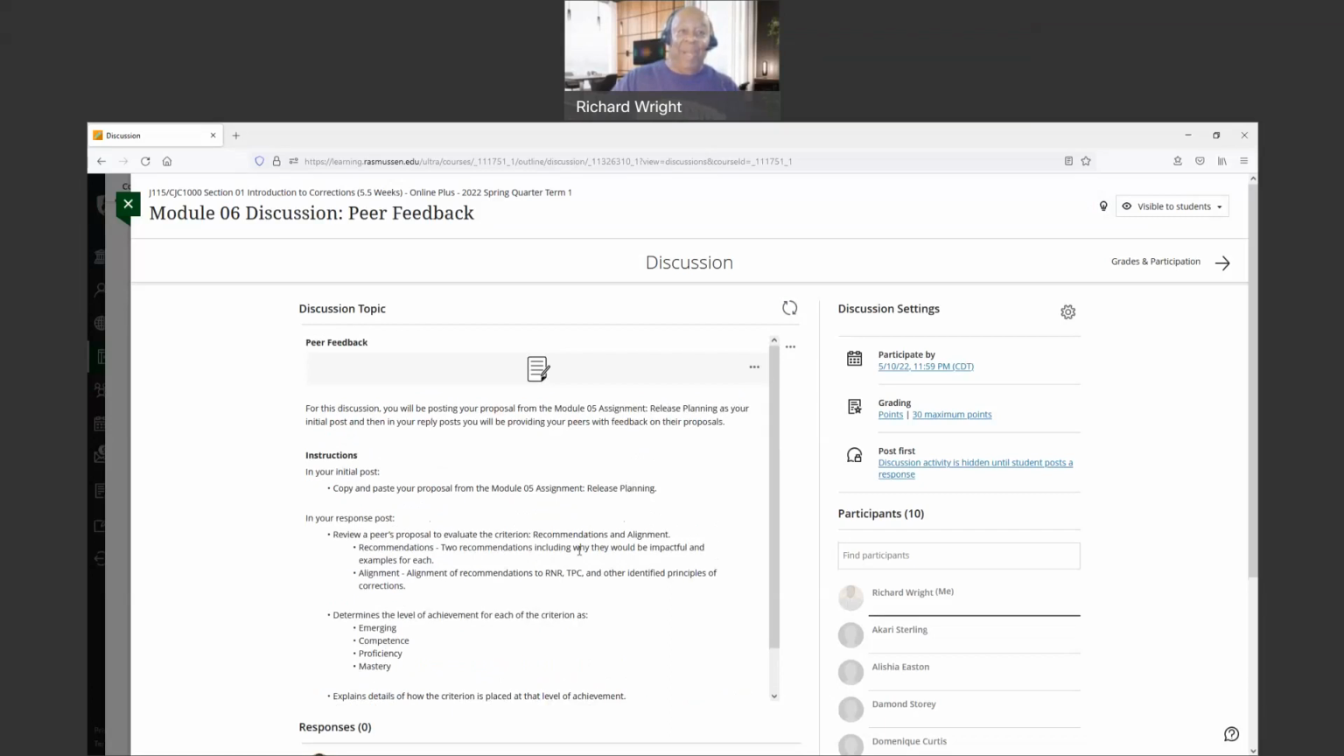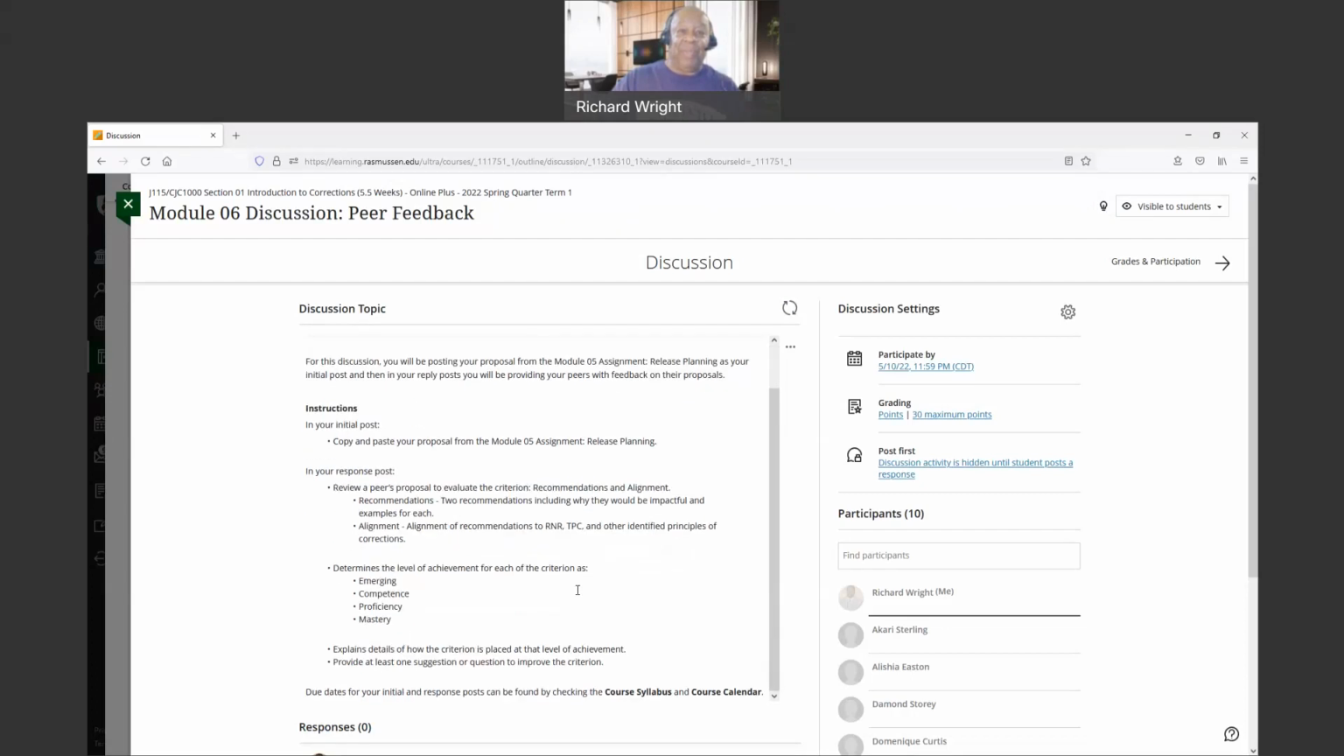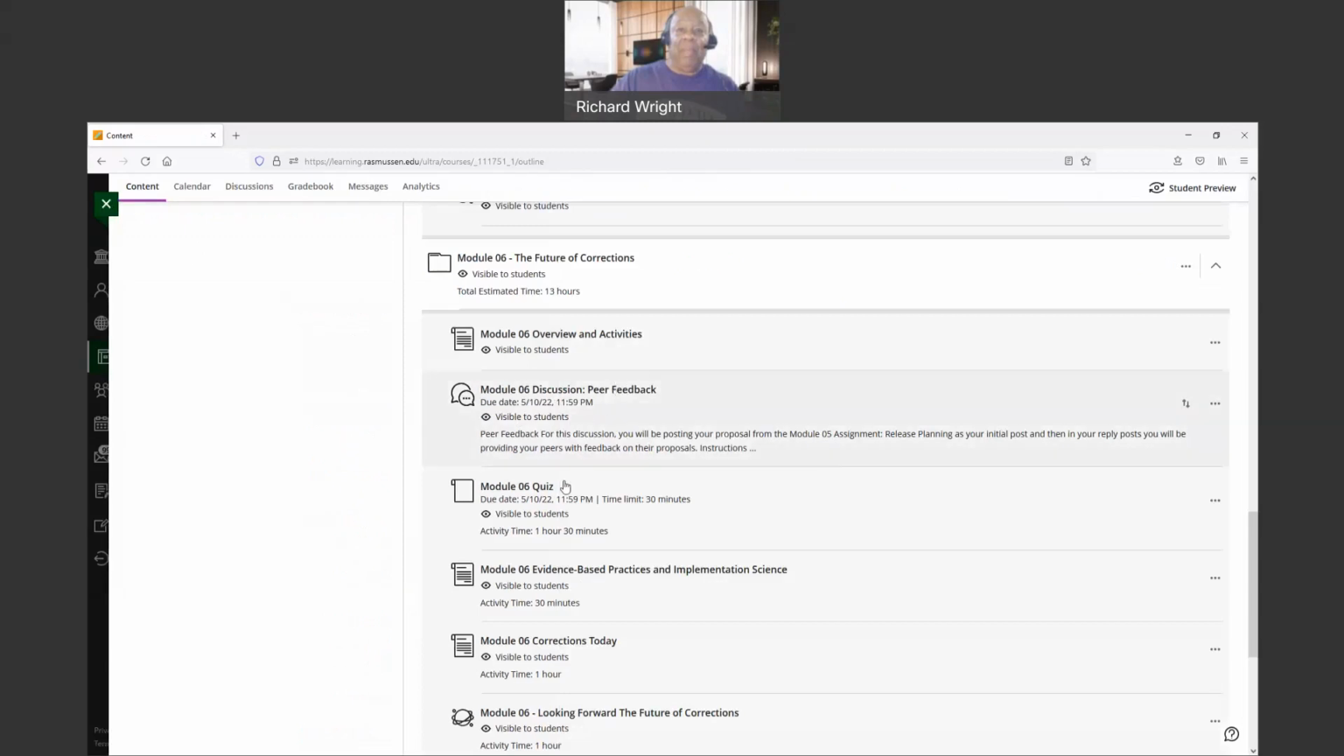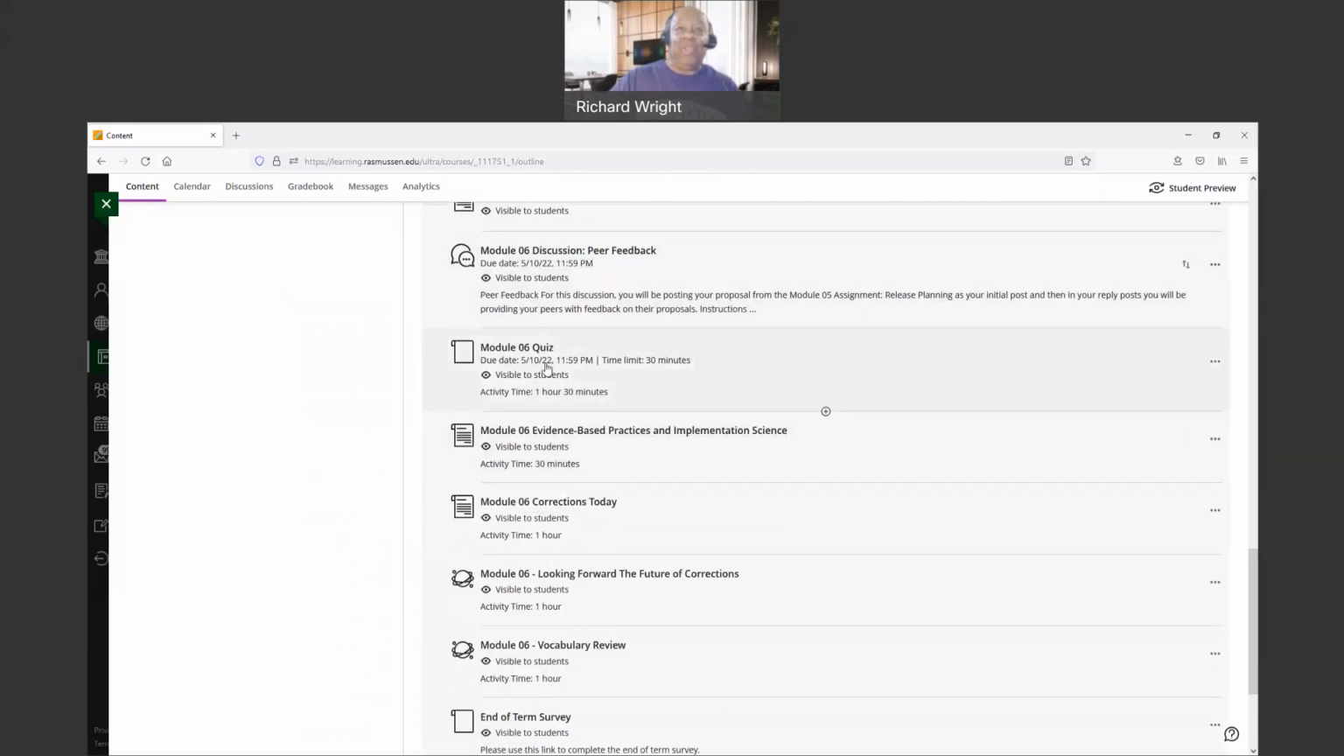The response: review peers' posts, and then respond according to these 2 points here. Okay. Again, that's going to be due the last day of class, which is the 10th. And then you have the quiz, which you're familiar with as well. So those are the 2 things. So you don't have a written assignment. You just have the discussion and the quiz. Okay.